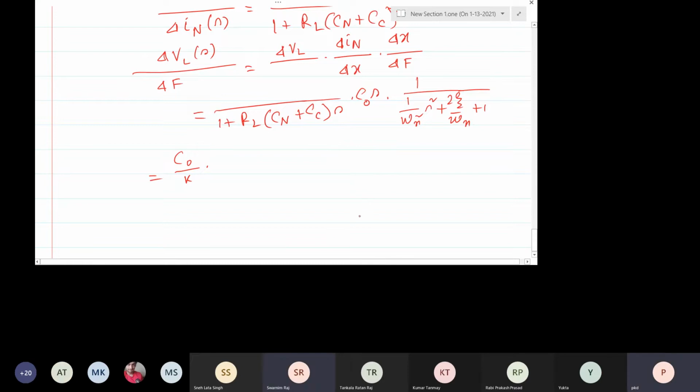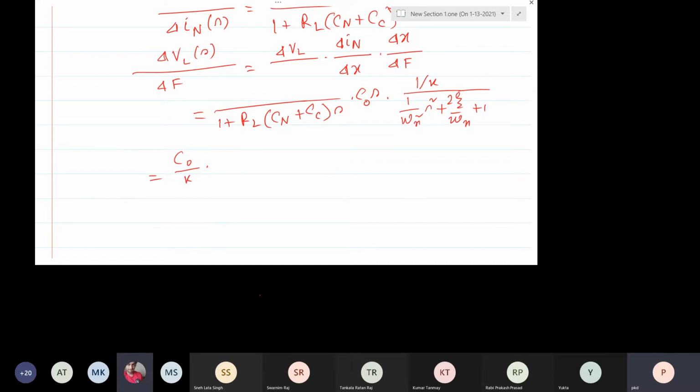Excuse me, sir. In the third transfer function of delta x by delta f, will the numerator not have 1 by ks? 1 by k would be there. Yes. Thank you, sir. Otherwise this k won't come. So C0 by k is there. So 1 by small k.